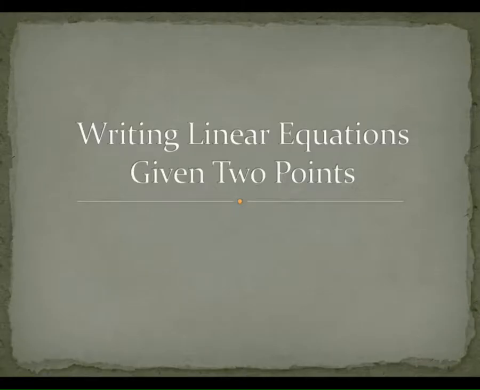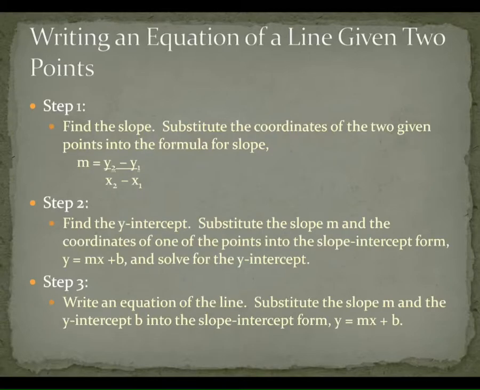The last thing, this is the kind of new part, is writing an equation when we're only given 2 points. Earlier you were given the slope and the y-intercept, and you put it in slope-intercept form. You plugged in the slope, you plugged in the y-intercept, that was it. Now I'm just going to give you 2 points and have you tell me the slope-intercept form.